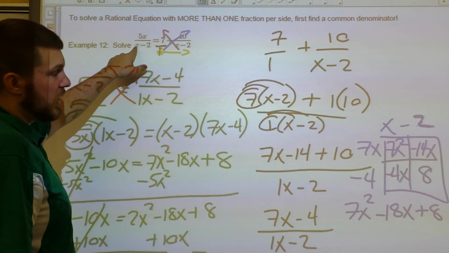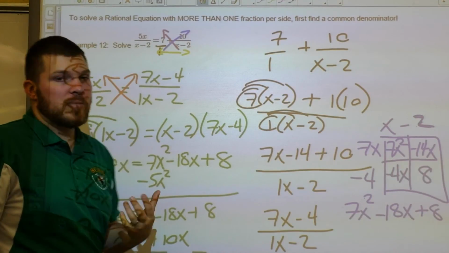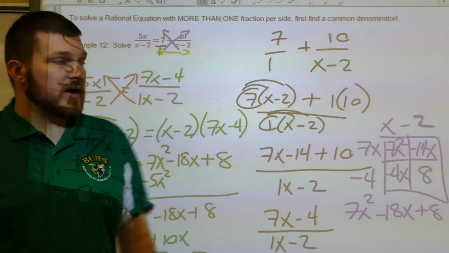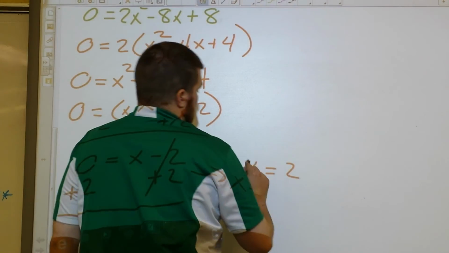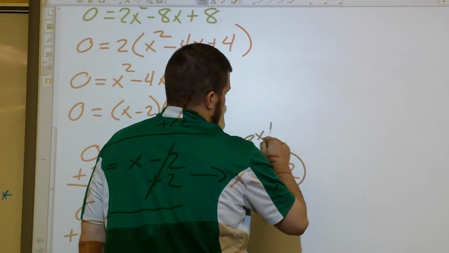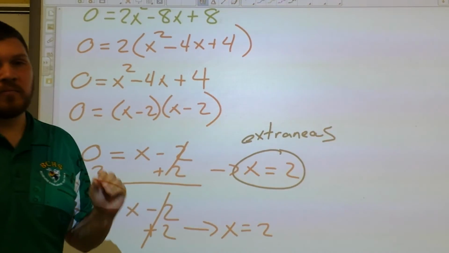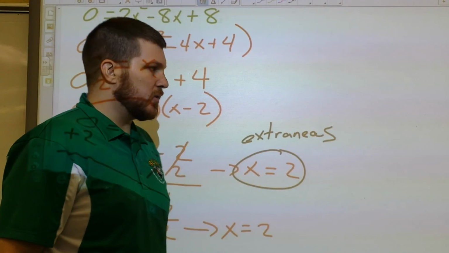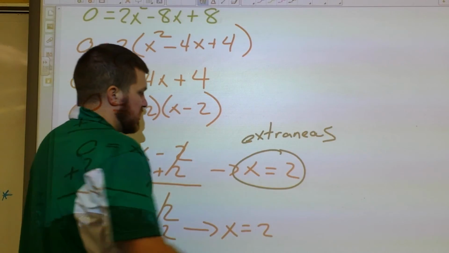Let's look at the first fraction of my original problem. If I plug in a 2 here, 2 minus 2 is 0. So automatically, I have a 0 at the bottom of the fraction. So that means x equals 2 is extraneous. Again, that's because x equals 2 makes a 0 at the bottom of my original fraction. You can't have that, no matter what. So it's extraneous, so you throw it out.